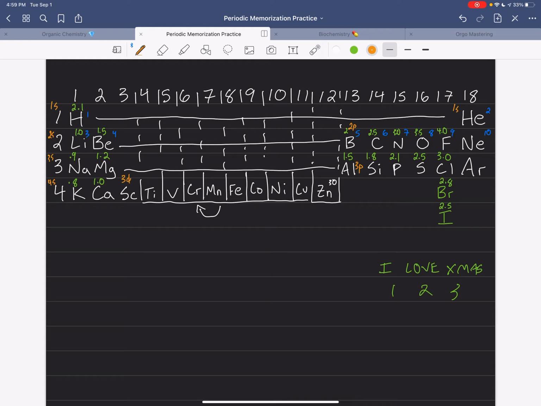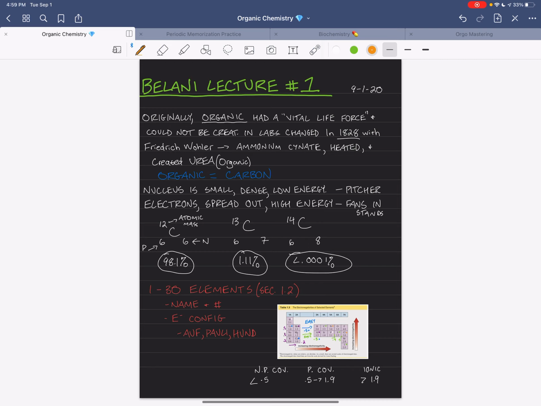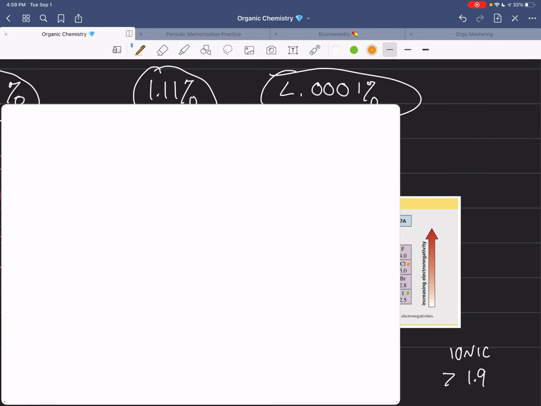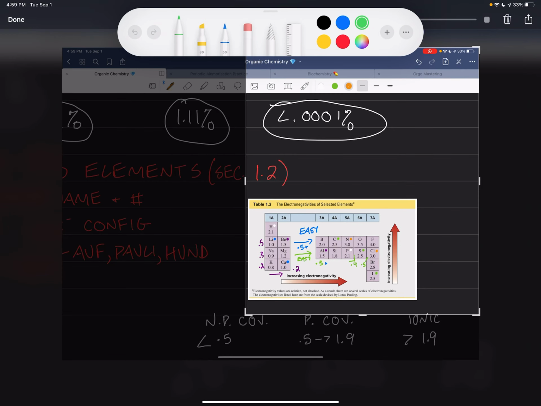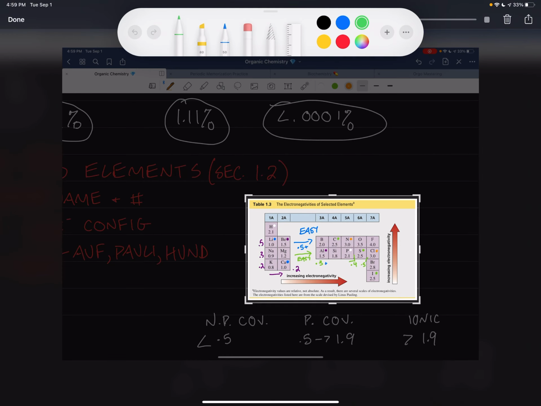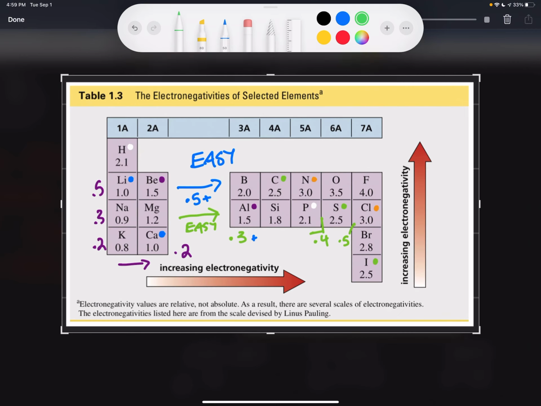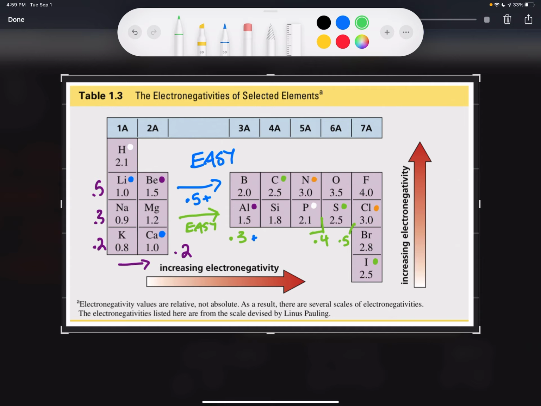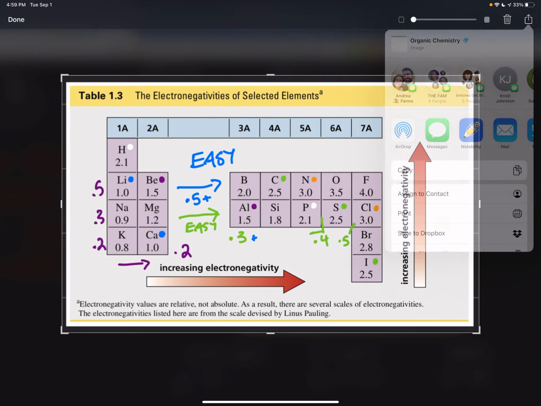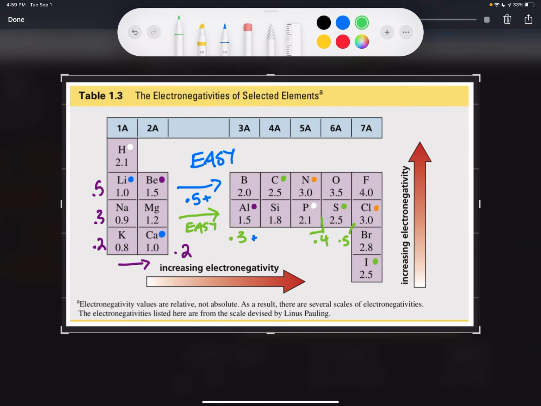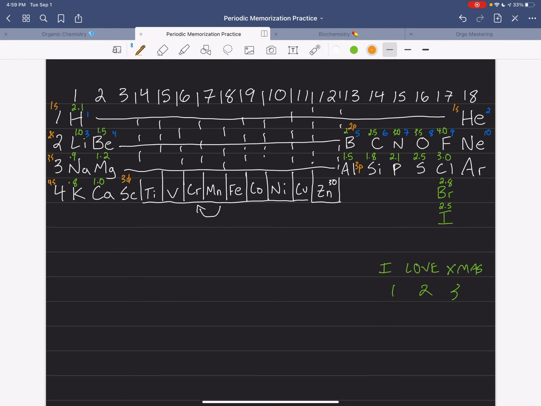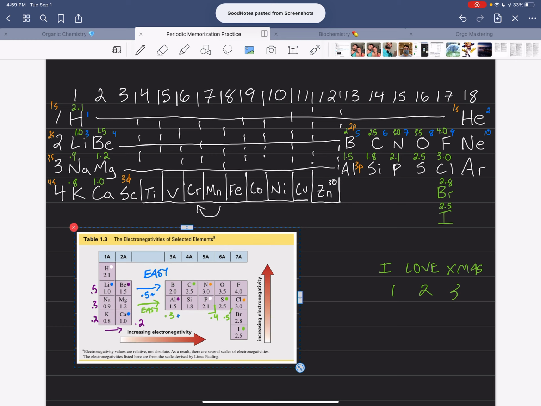And okay, let's double check our electronegativity numbers. Let me just take a quick screenshot of this. So it's really looking, what I did here was just look at patterns. Which allowed me to see that these numbers really aren't too scary, all right?